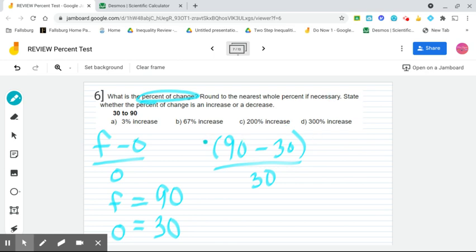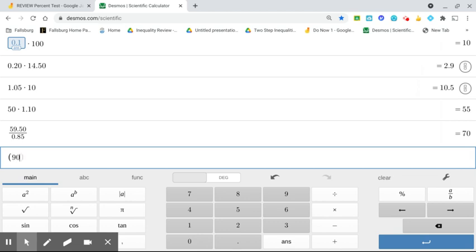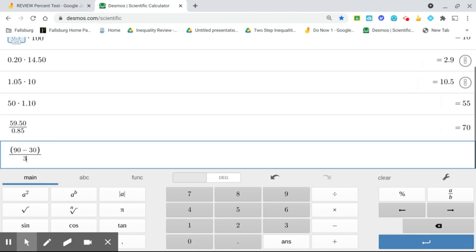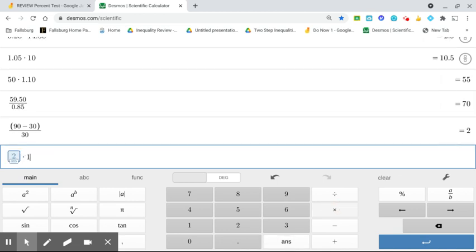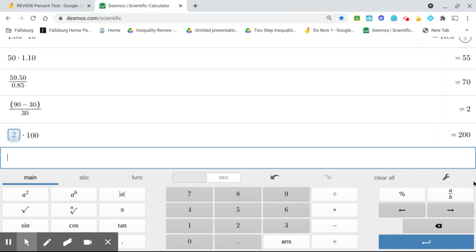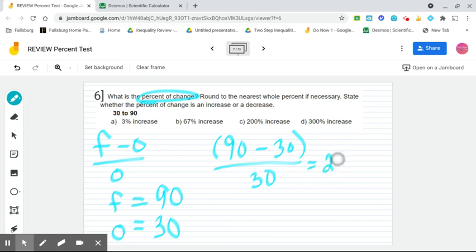Now, when we put this in our calculator, you want to make sure you put these parentheses in there. So I have 90 minus 30, close parentheses, divided by 30. And I get 2. But remember, whenever you get this answer, you're really looking for a percentage. So we want to take our answer and multiply it by 100. So we really have a 200% change. That is the change, 200%. And it's going from 30 to 90. It's increasing. So it's a 200% increase.